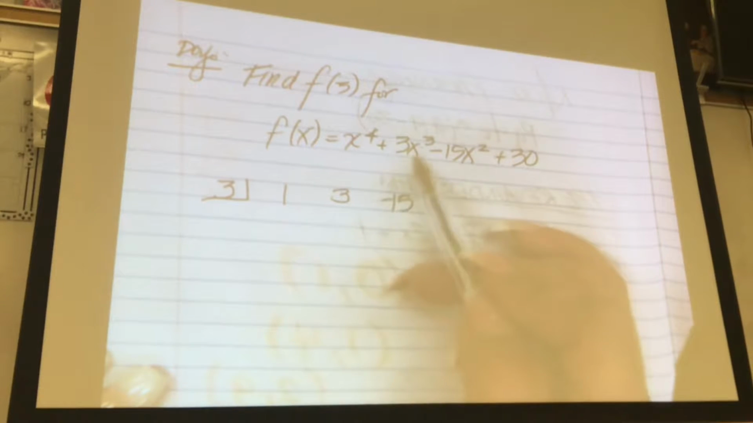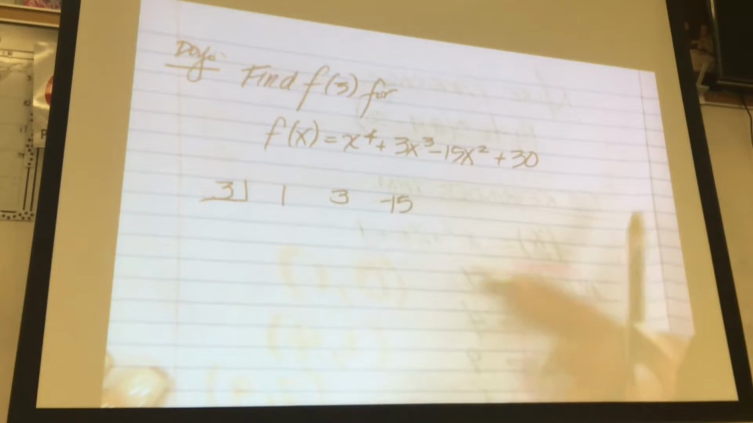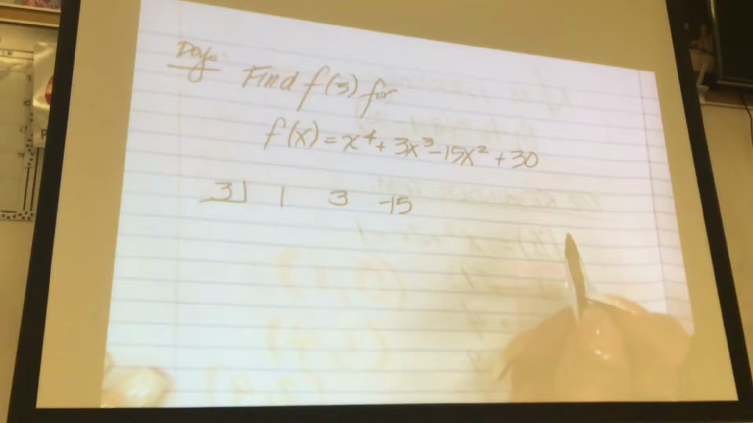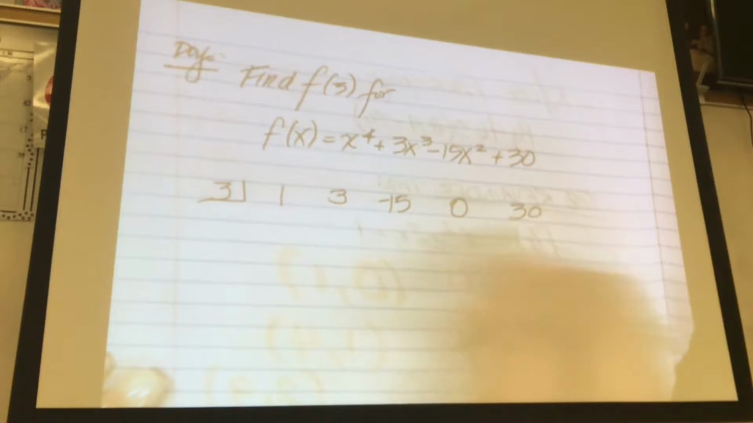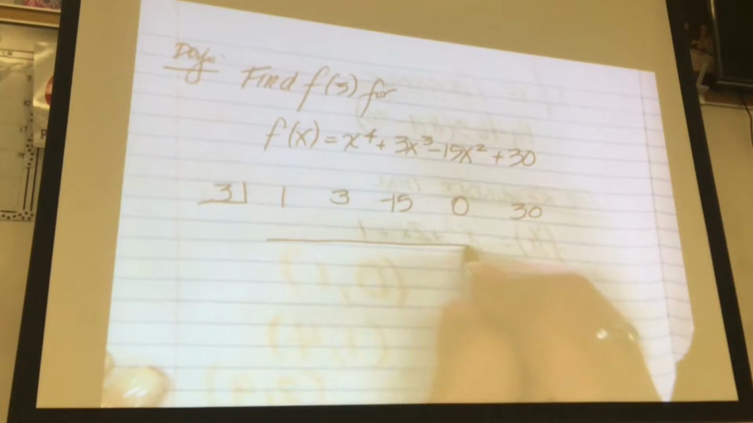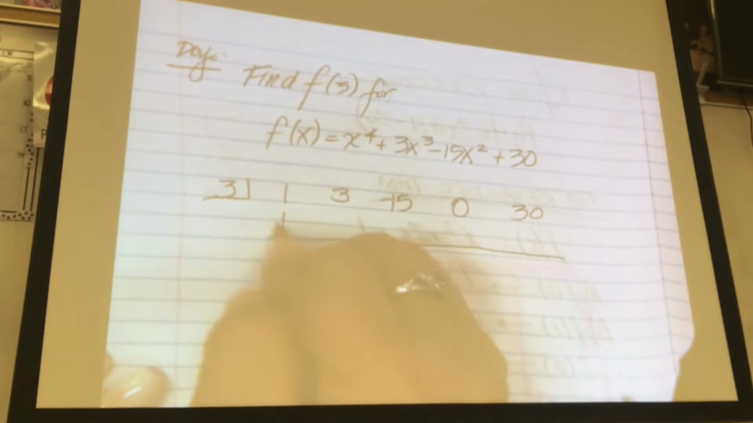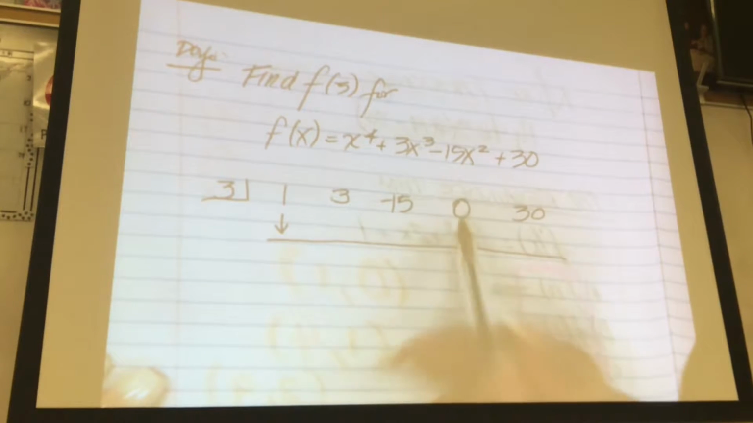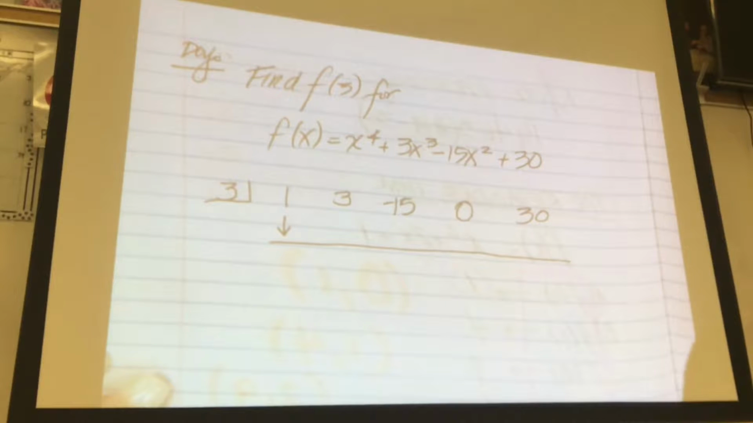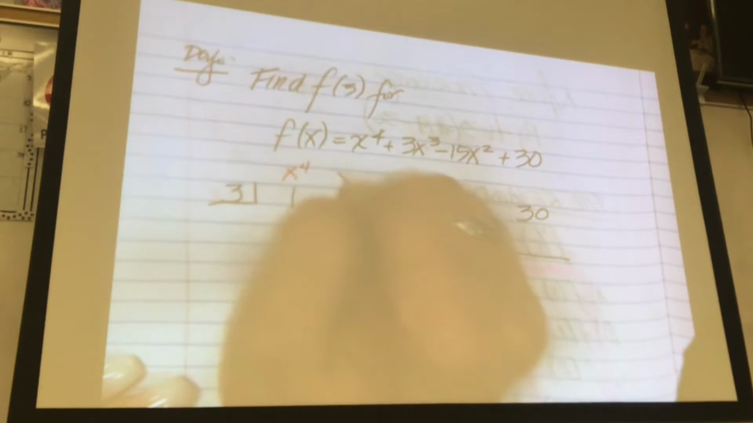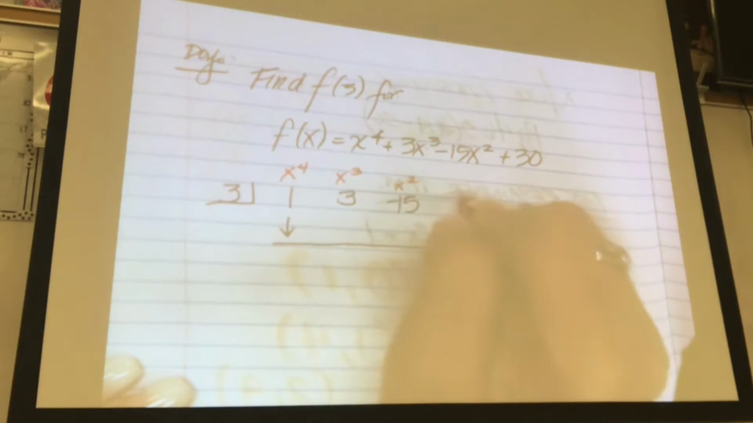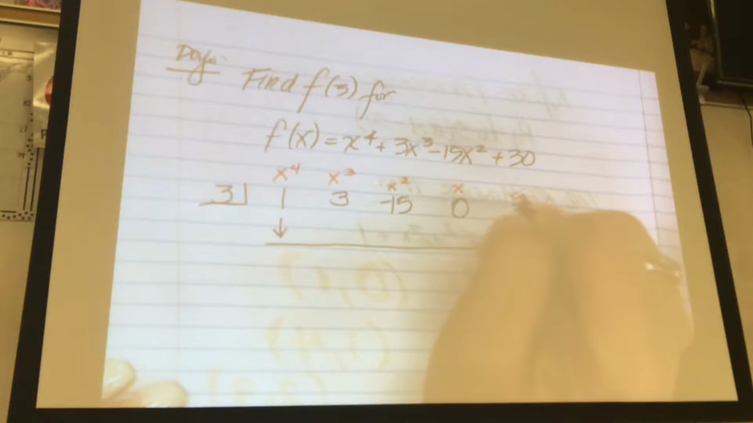Ready? X to the 4th, x cubed, x squared. What's in front of x? 0. And then what's the constant? You sure? Okay, that's what I meant to tell you guys. If anybody messes up on synthetic, it's because they forget stuff like this. This is in front of the x to the fourth, x cubed, x squared, x, and then the constant.